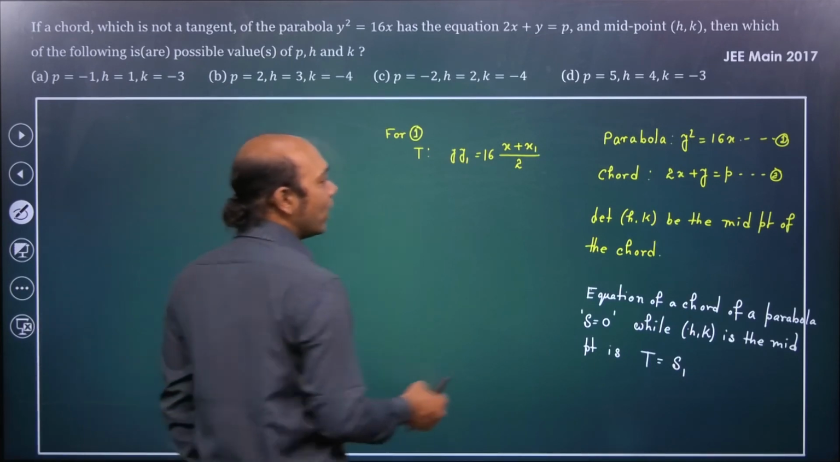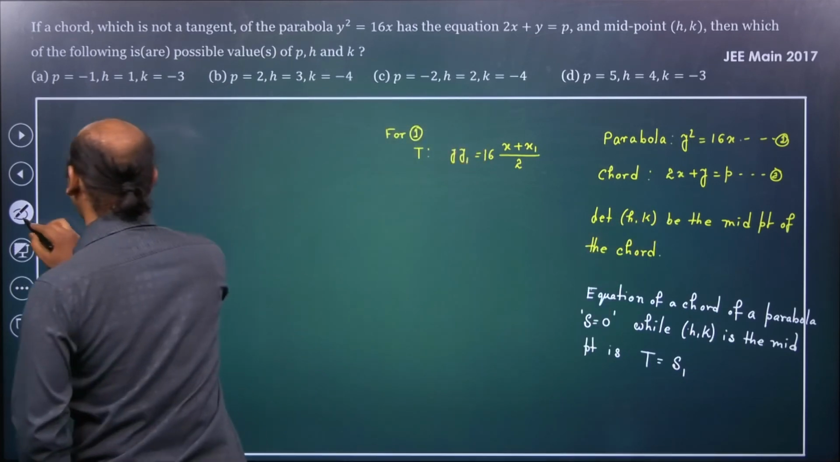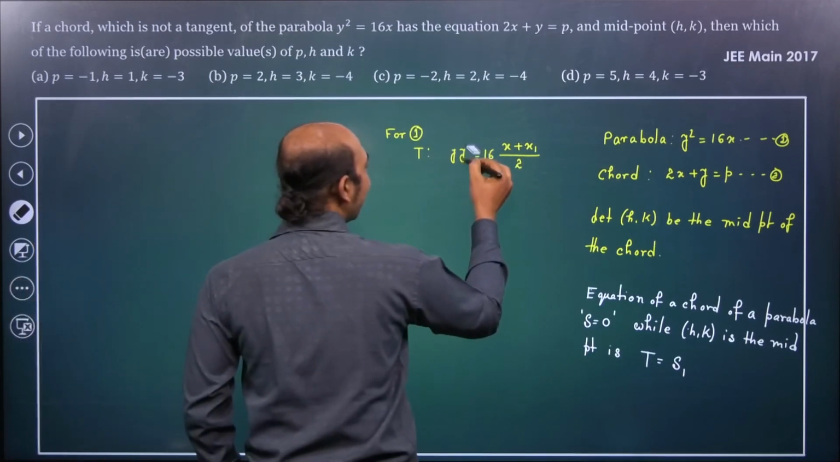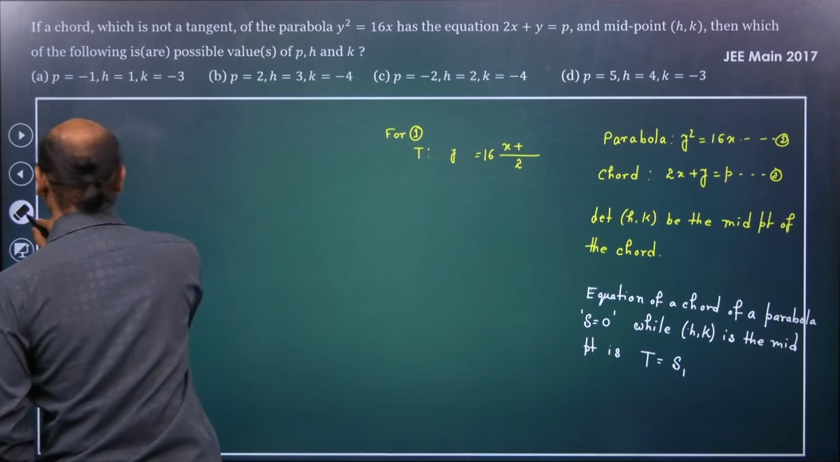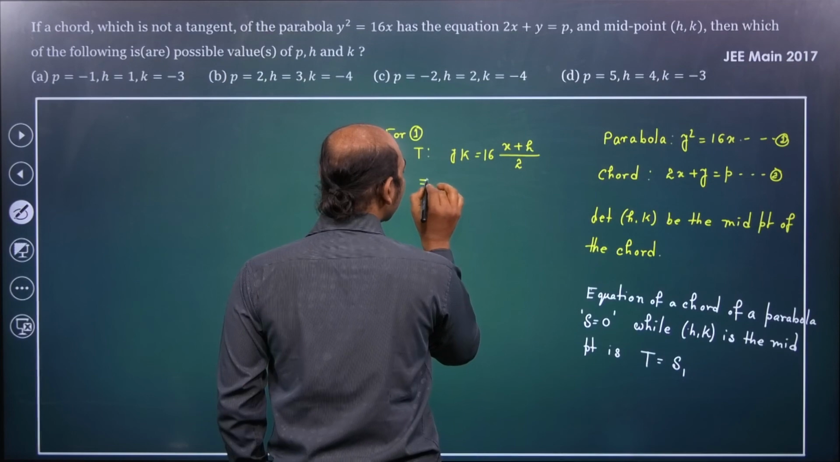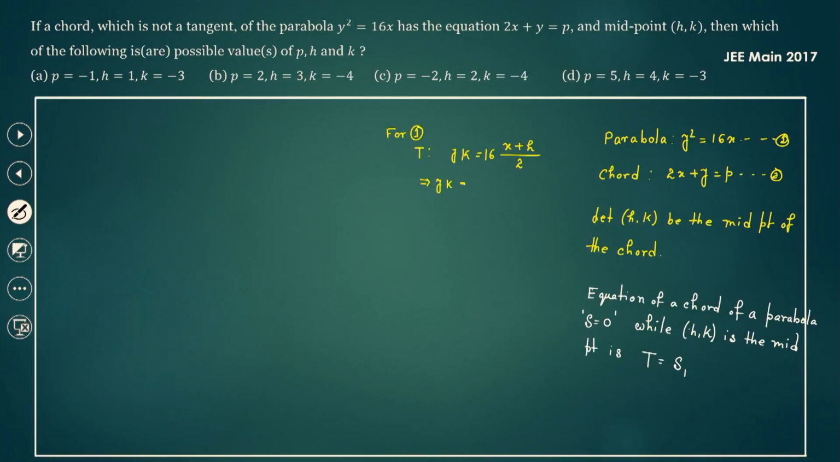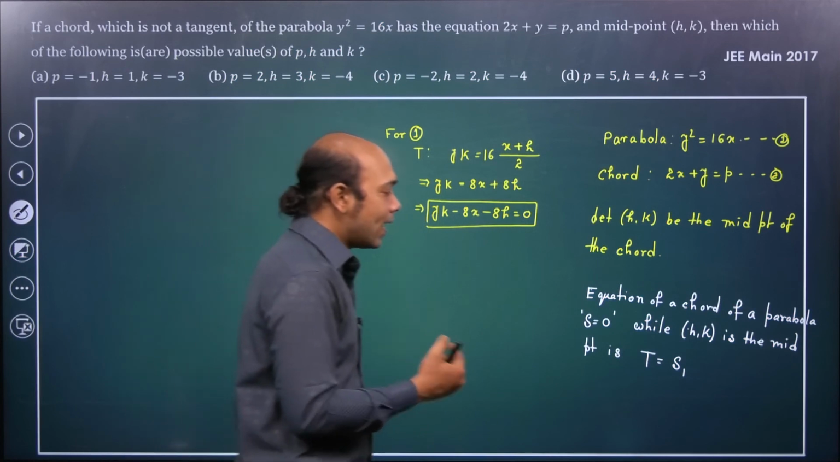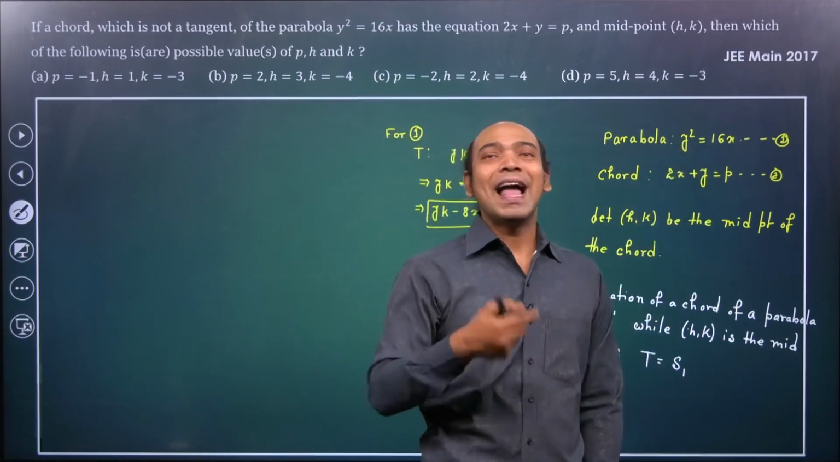But here we are looking for hk, so we'll replace y1 and x1 by h and k. Just replace that: this became k, this becomes h. Therefore my equation became yk is equal to 8x plus 8h. That implies yk minus 8x minus 8h equal to 0. That left hand portion we'll consider as T. Now what is S1? S1 means this function value at the point hk.